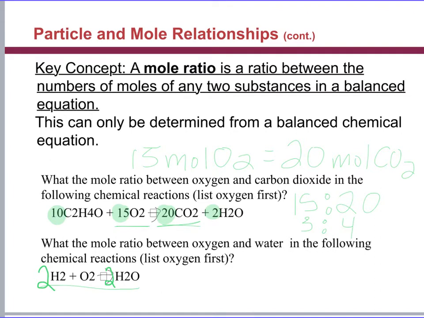It says from oxygen, so oxygen doesn't have anything there. That means it's 1 mole of O2 is equal to 2 moles of water. Okay? And so we could also write that as 1 to 2, just like that. And this ratio, of course, can't be reduced.